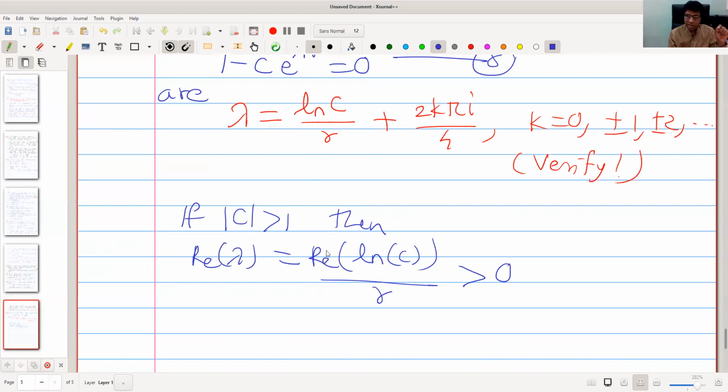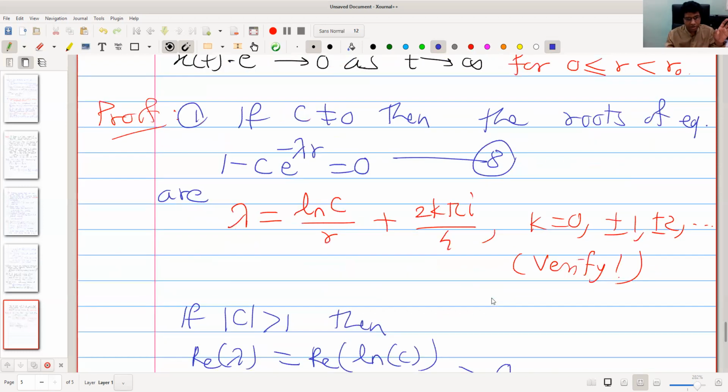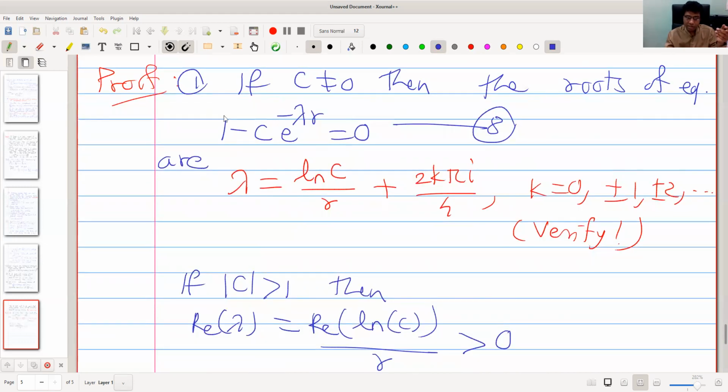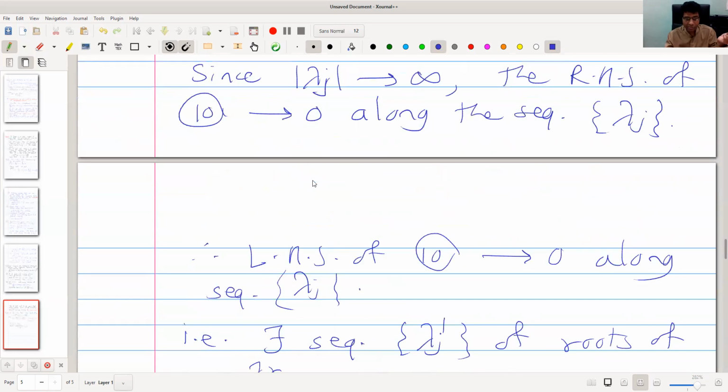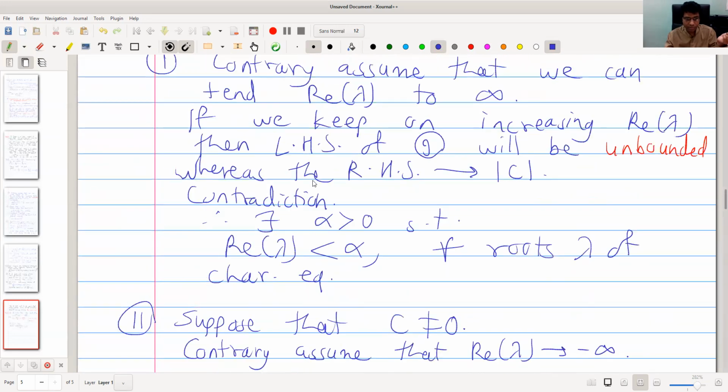But anyway, the real part of this log of c will be positive, r is also positive, so the real part of lambda is positive. And we know that if the real part of lambda is positive, then the solution will tend to infinity. Actually, this lambda means a root of this equation, another equation, but by the lemma this is related with characteristic roots. Okay, so third part.